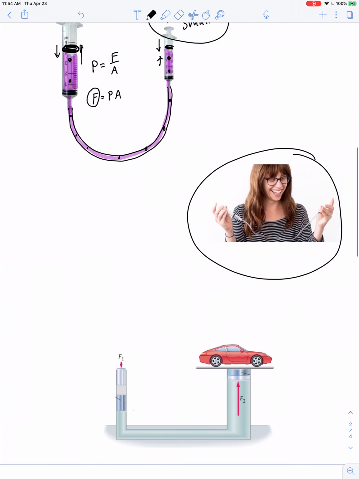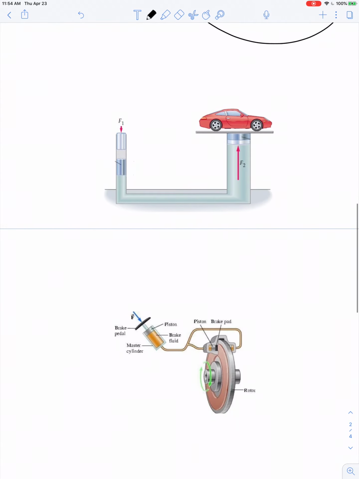She doesn't seem to believe it. A hydraulic lift works on this principle.